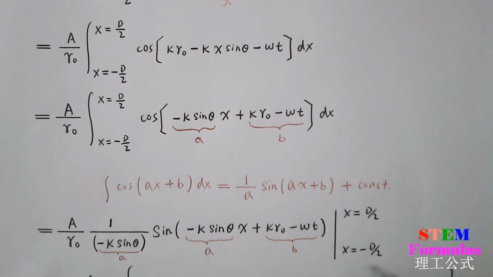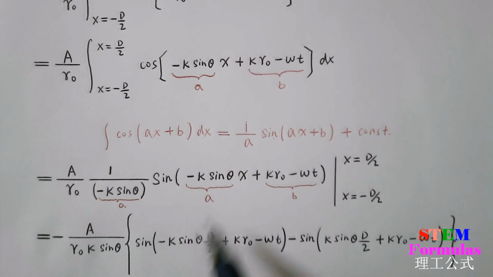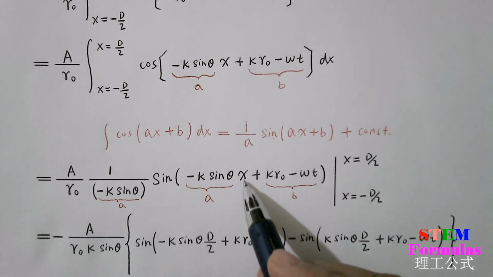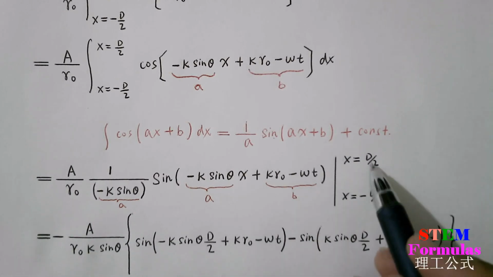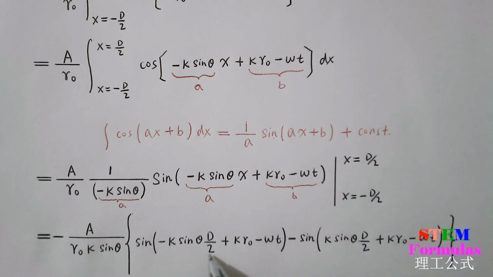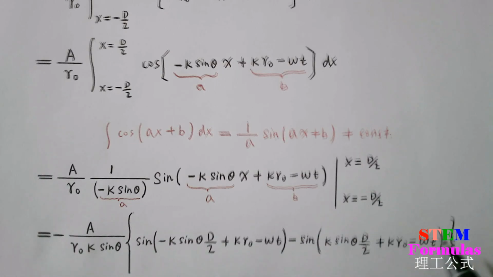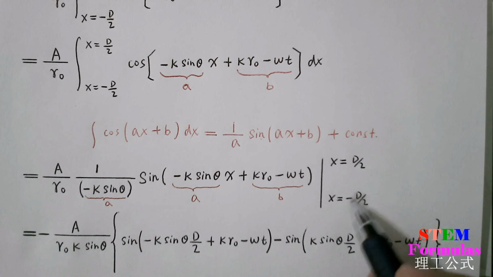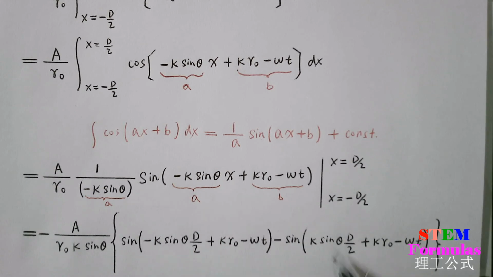One is the top, one is the bottom. So if I plug in x equal to d divided by 2, I have this. Now for x equal to minus d divided by 2, I plug in here. The minus cancels with this minus sign, so I have this.